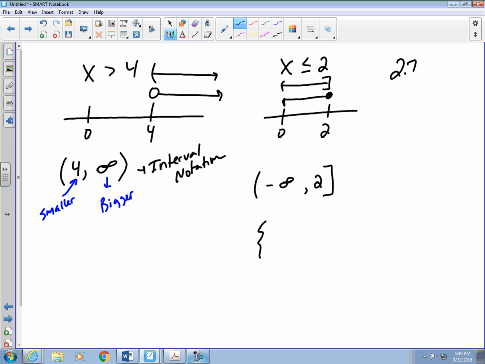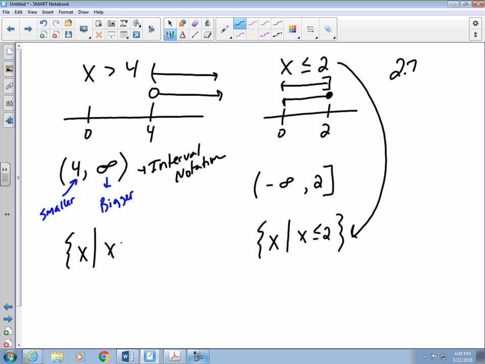Also, you could see it written as this. This is called set builder notation. So this means all the values of x, and then you just write x is less than or equal to 2. That one's a little bit easier to understand because it basically looks just like the beginning, but I didn't want you to get thrown off guard by seeing these different ways of writing the same thing.